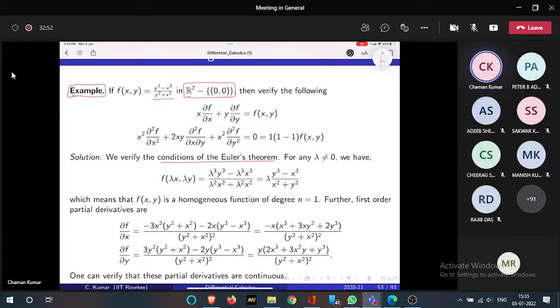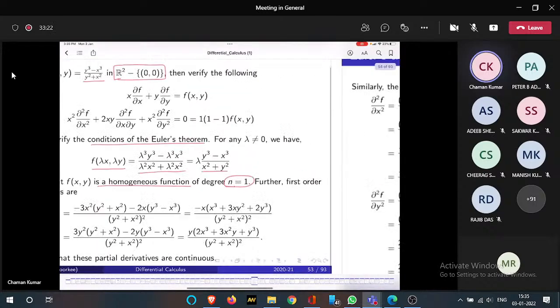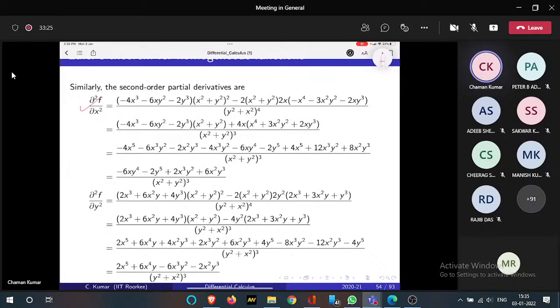So what is the first condition? The function should be homogeneous. For homogeneity, we have just seen how to check the homogeneity of the function. So here you can check that this is a homogeneous function of degree 1, and then you calculate the partial derivatives to check that the partial derivatives are continuous. So we can calculate both first order partial derivatives, and you can also calculate the second order partial derivatives. Okay, so this calculation I am skipping because you already know how to calculate partial derivatives.